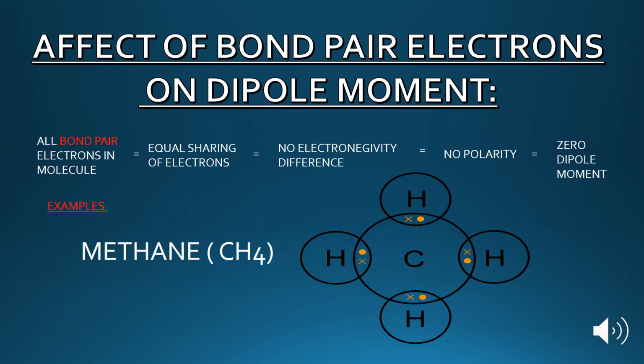Now let's take an example of methane. Here the electrons are equally shared between the carbon and the four hydrogen atoms. So in methane there is no electronegativity difference. Therefore, no pole formation or charge formation will occur here, and as a result the dipole moment is zero. And we know that when we have a zero dipole moment, the molecule must be a non-polar molecule.